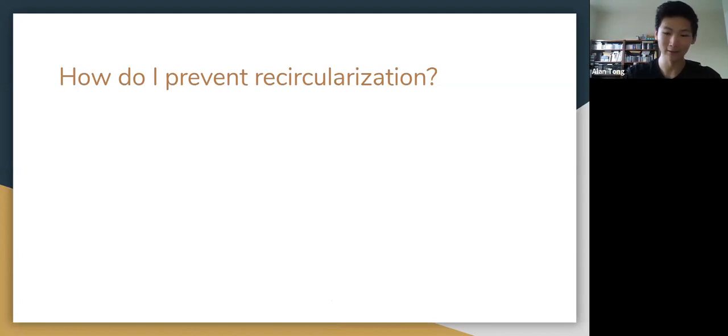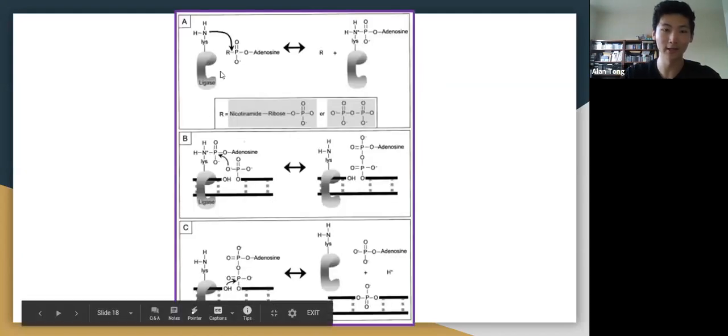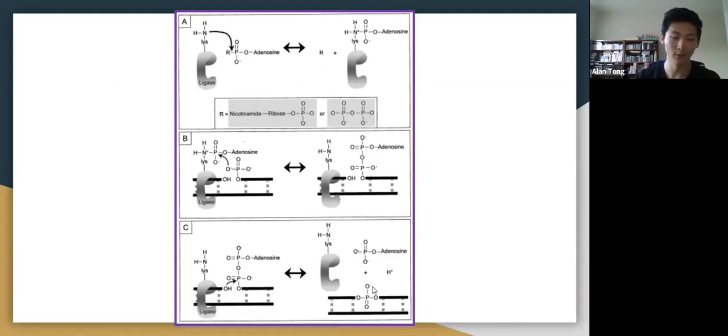Any thoughts? Look at the mechanism here. This is how ligase works. Ligase looks for a phosphate group to attack, and then that develops the phosphodiester bond. What might be a way to prevent recircularization?